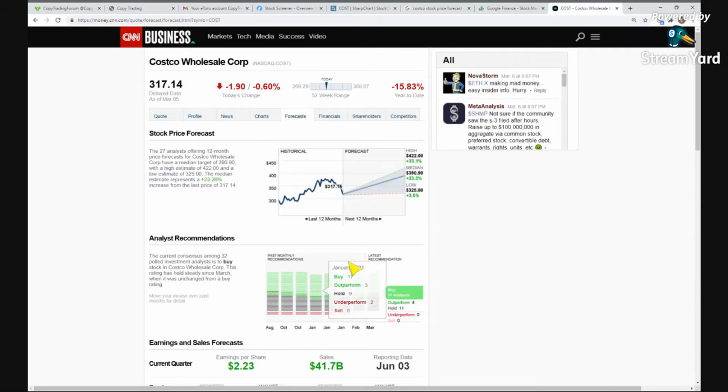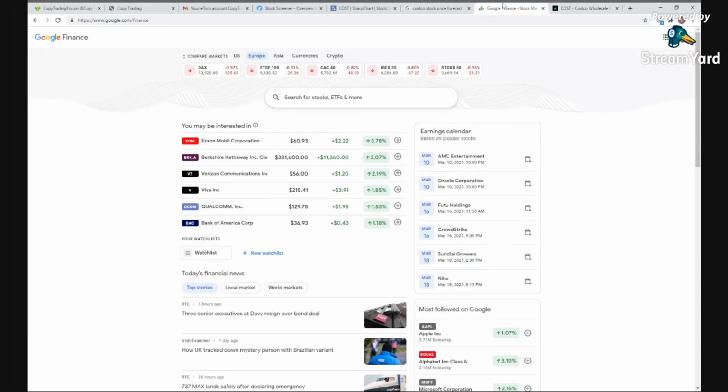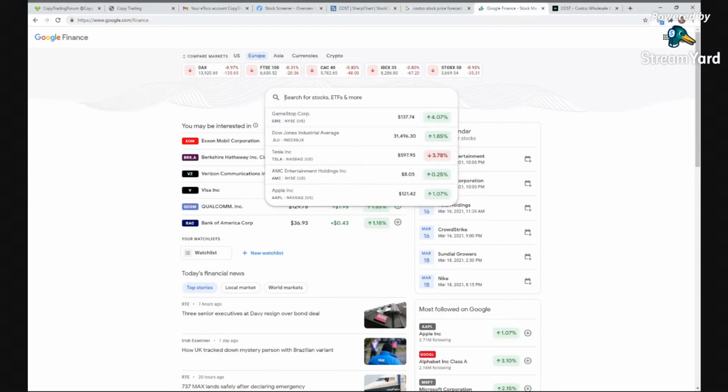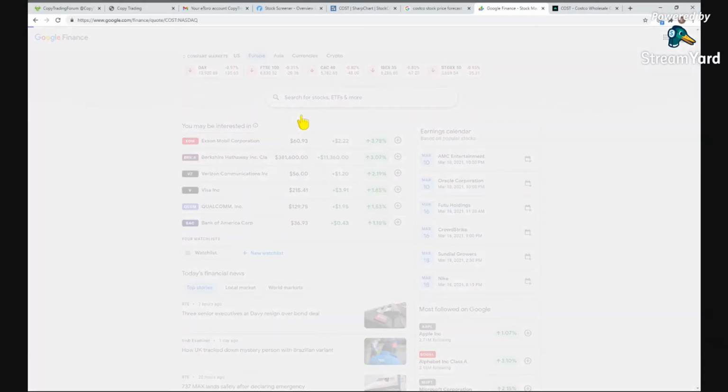Okay, I even got a better website for you guys. Go to Google Finance, www.google.com/finance. I know it's a lot of websites, but it's only Google and CNN and FinViz. That's all you need. Next I put in "cost" because that is the stock abbreviation, the ticker name as they call it, and I click on Costco on the Nasdaq here.